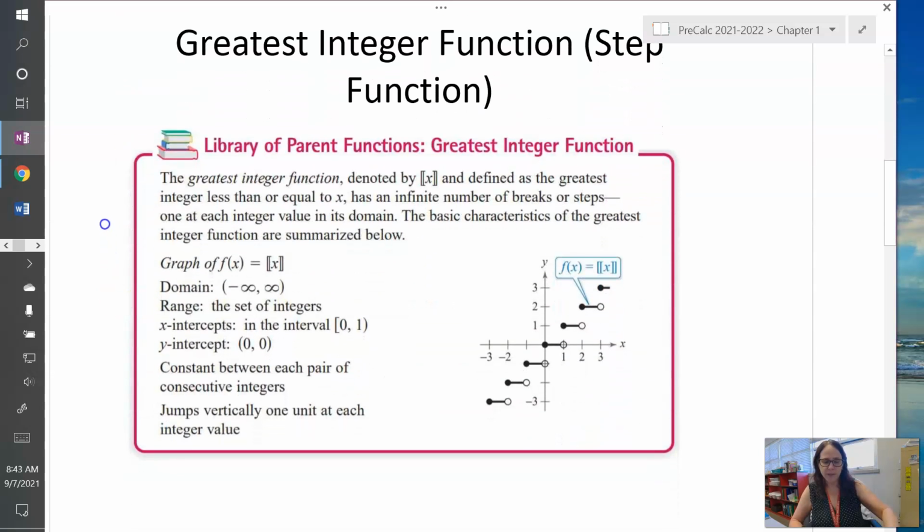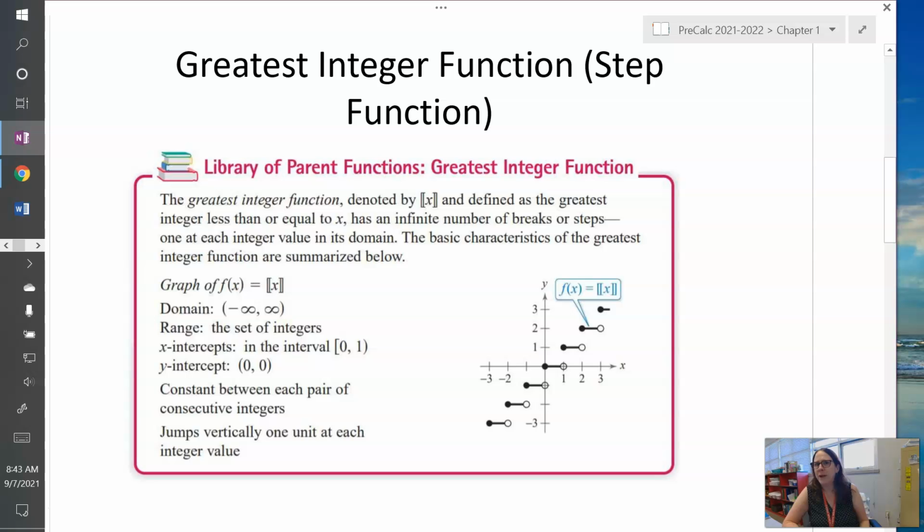First up is the step function, also called the greatest integer function. Take a look at this graph here. What I want you to notice is that between each pair of integers, it's constant. It starts at -3, goes to -2, but stops there. It then jumps up. Once it's at its next integer, in this case -2, it jumps up, and it's constant until it gets to -1, and then it jumps up.